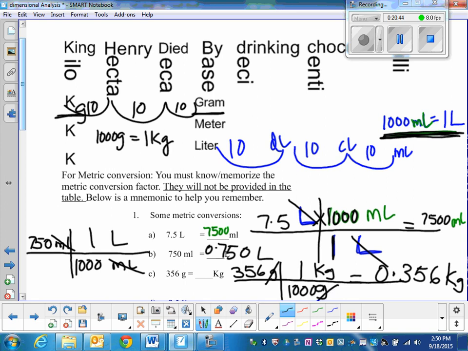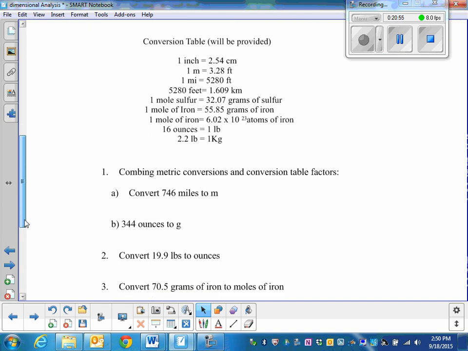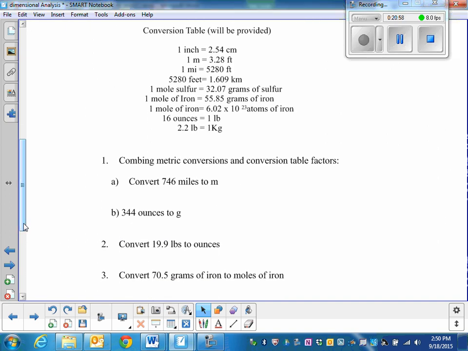Okay, now I am going to skip around a little bit. We have a table at the bottom of your page. Ms. Geeta is going to project hers. And on the back of your page, we have some conversion problems. I think we'll start with problem 1A. So flip over to the next. When you take your test, I'll probably give you a quiz at the end of next class on DA. Look at this table. Such a table will be provided to you.